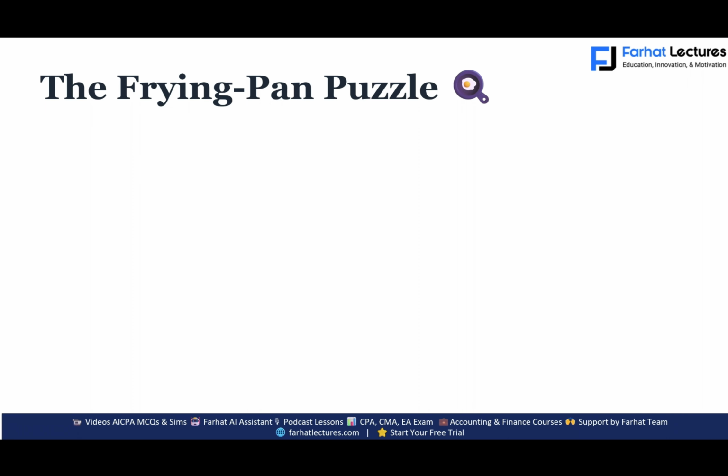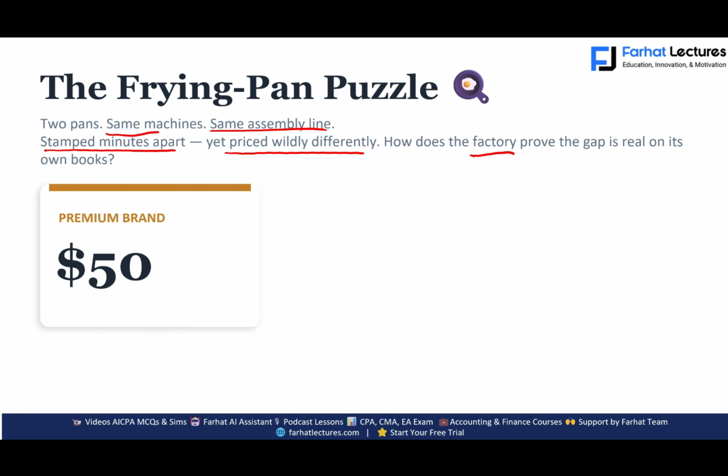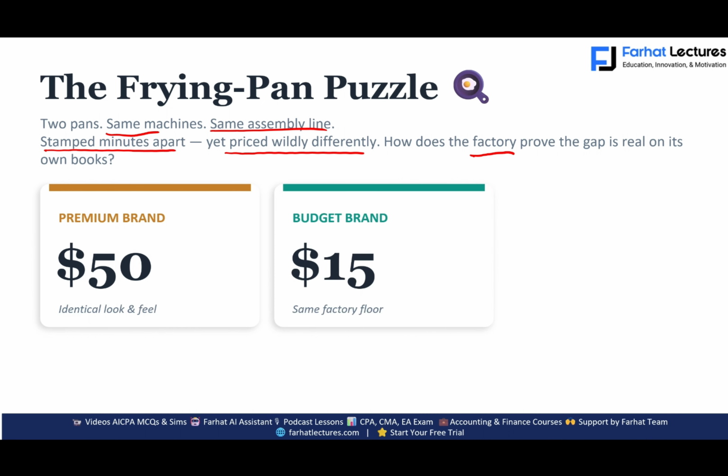I'm going to start with a frying pan example puzzle. A manufacturer could be producing two pans using the same machines, same assembly line. Those frying pans could be stamped a minute apart. Yet when they sell them, they are priced differently. So how does the factory that's producing those pans prove the gap is real on its books? If they're selling one for $50 and the other for $15, how do they keep track of which one is $50? How do they trace the cost to it?